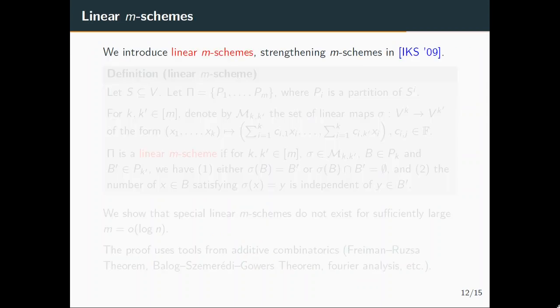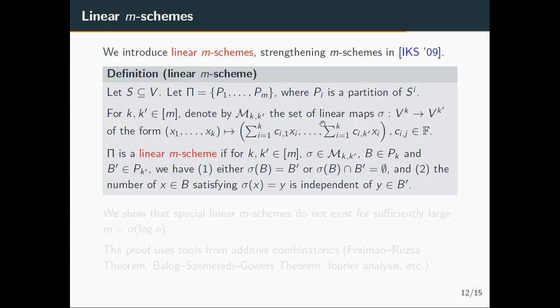To prove the little o(log n) bound, we introduce something called linear m-schemes, which strengthen the notion of m-schemes used by IKS. And here's the definition of linear m-schemes. It's very technical, so I'm not going into details.